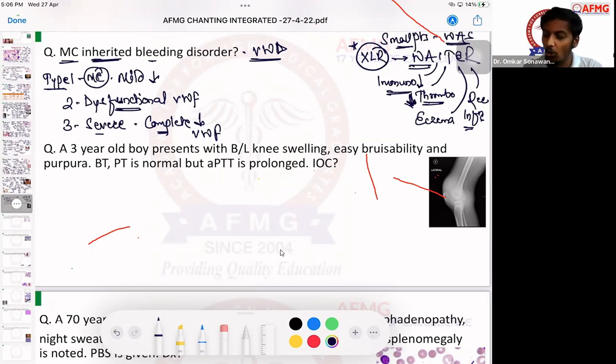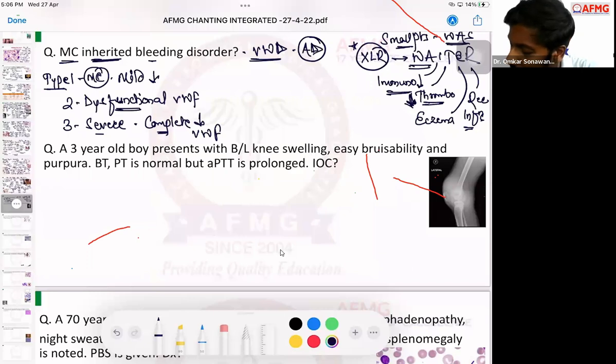Important, please tell me, which pattern of inheritance does von Willebrand disease follow? Very good. This is important. It follows an autosomal dominant pattern of inheritance. So such kinds of things can be asked. Autosomal dominant, X-linked recessive. These are much more commonly asked in the exams.